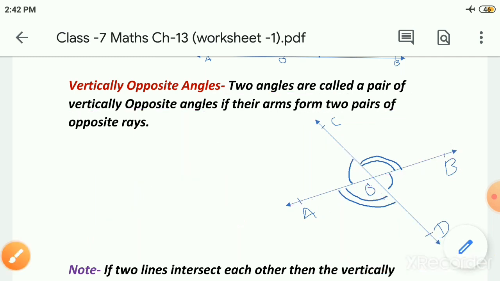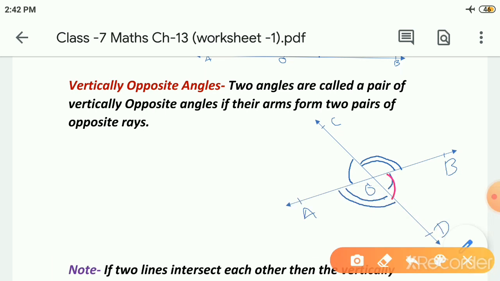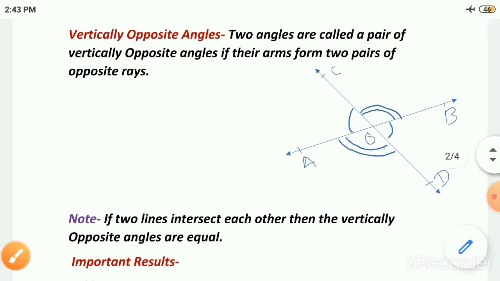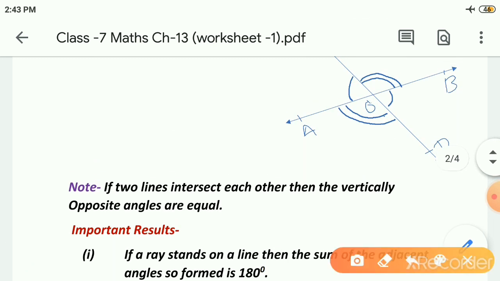So these angles are known as vertically opposite angles. In this figure, if I mark the opposite angles, angle 1 is opposite to angle 2. So I can write angle 1 and 2 are in front of each other, vertically opposite. And this angle I am marking as 3, and this angle 4. One note from here you will get, children: if two lines intersect each other, then the vertically opposite angles so formed are equal.